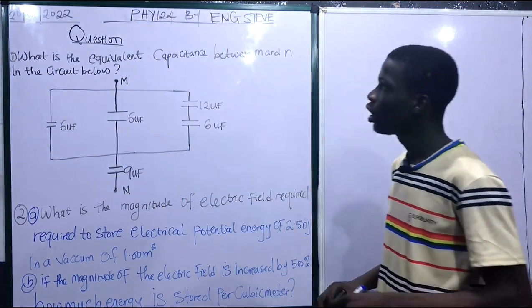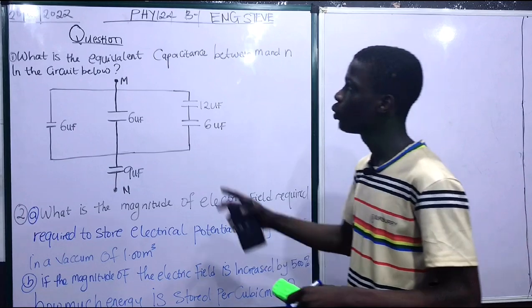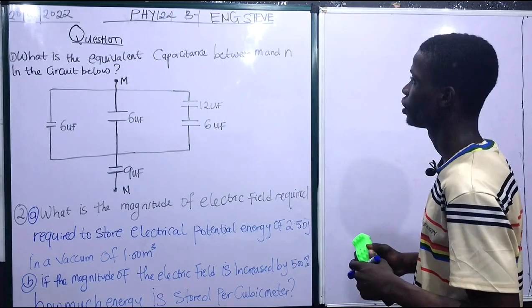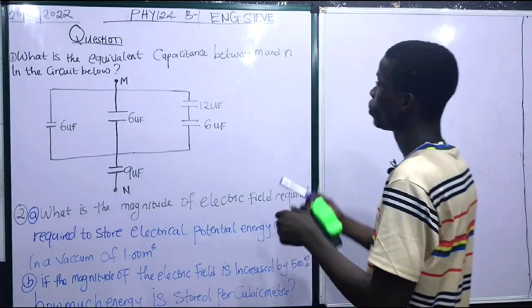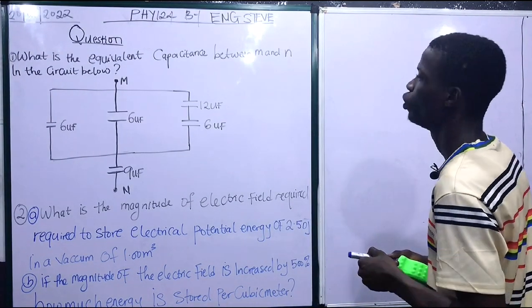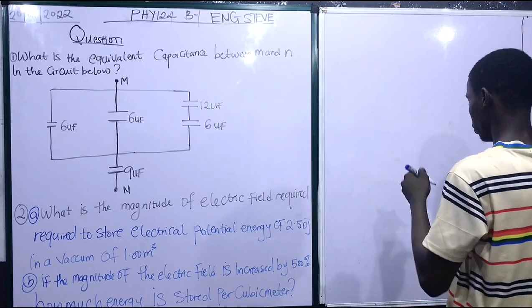So our question today says, what is the equivalent capacitance between point M and N in the circuit below? So this is the diagram for the circuit.